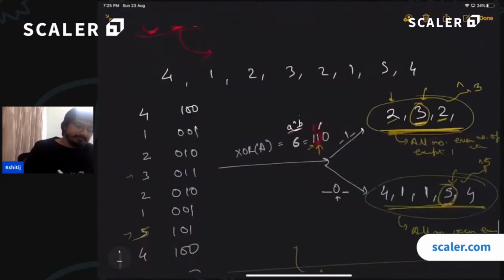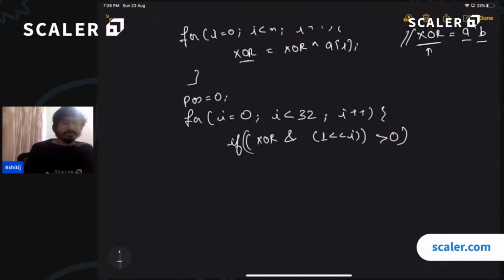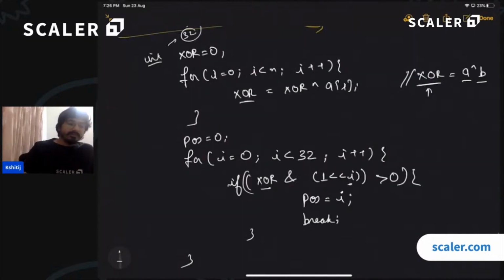So here we can say if XOR & (1 << i) is greater than 0, this means that this number XOR is having a set bit at the ith position, right? So we can just set the value of position to i, and we don't require any other set bit now. This is enough, so we can break. We just require whichever is the first set bit. Okay. Now what do we have? We have the XOR, and we also have a set bit in XOR. We have a position of one of the set bits. Okay.